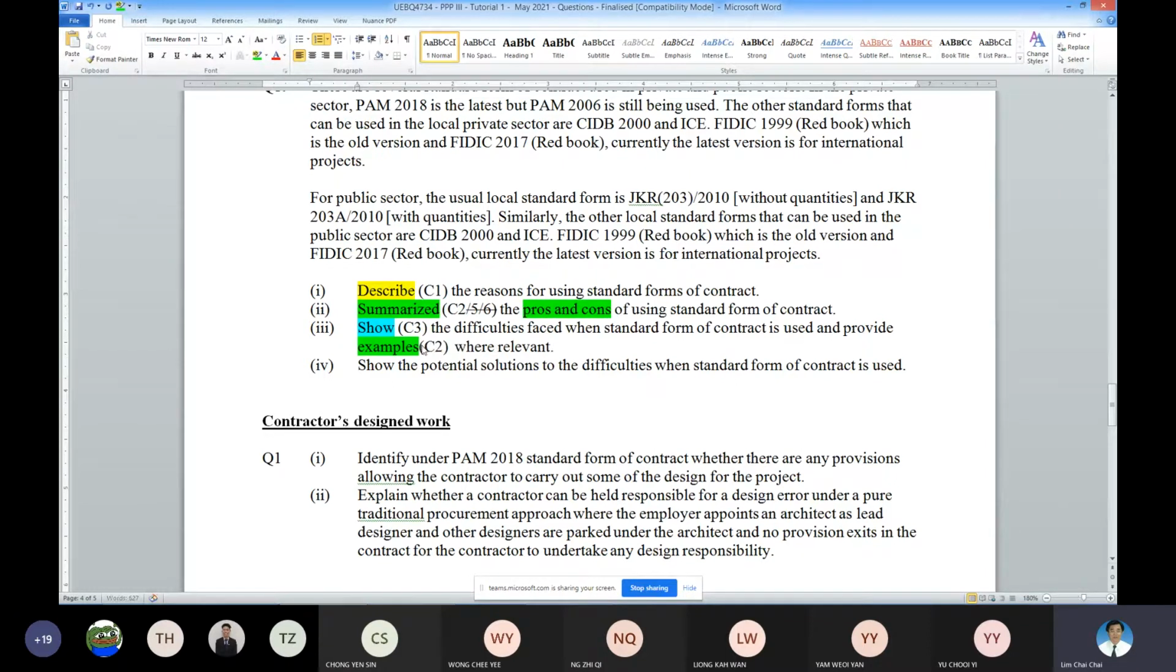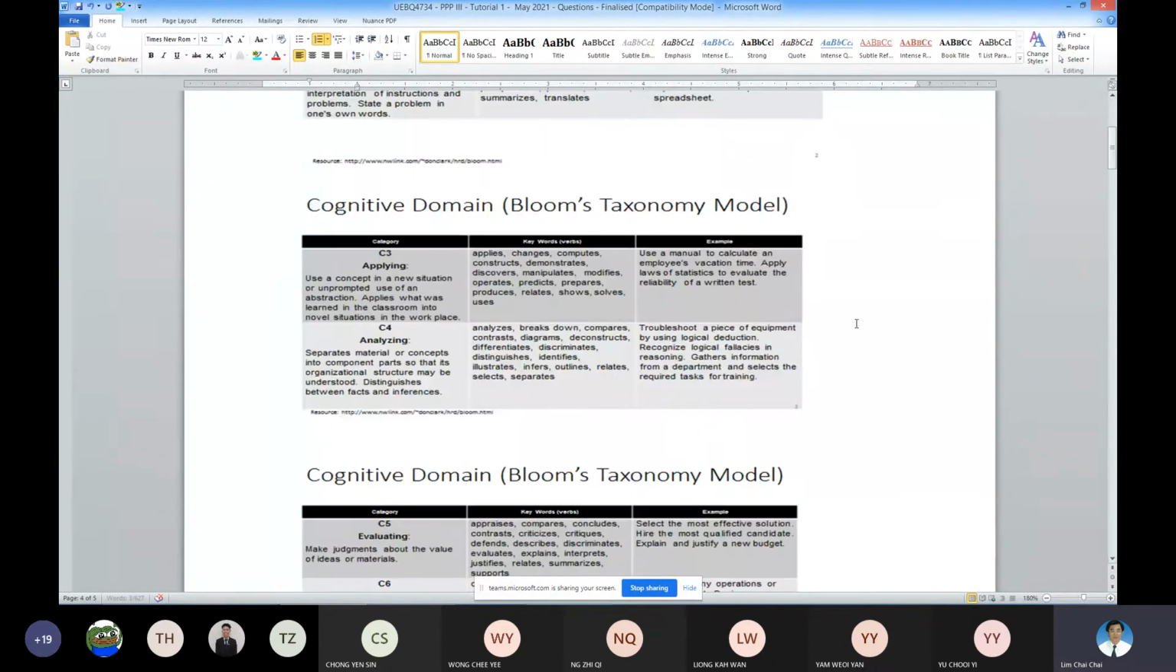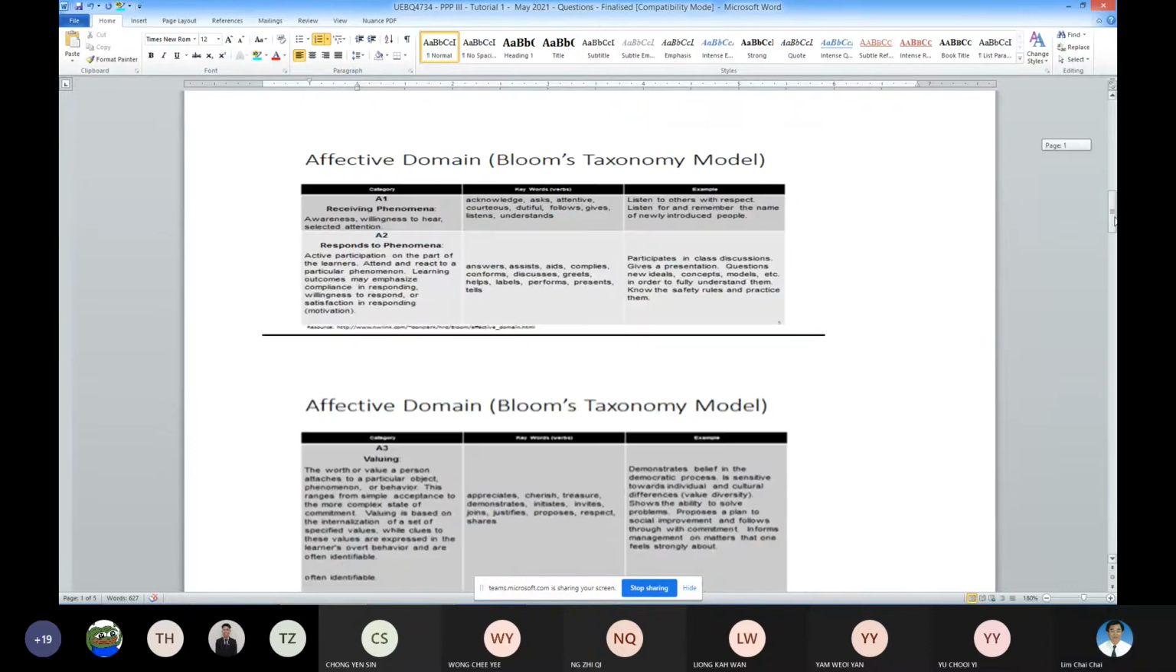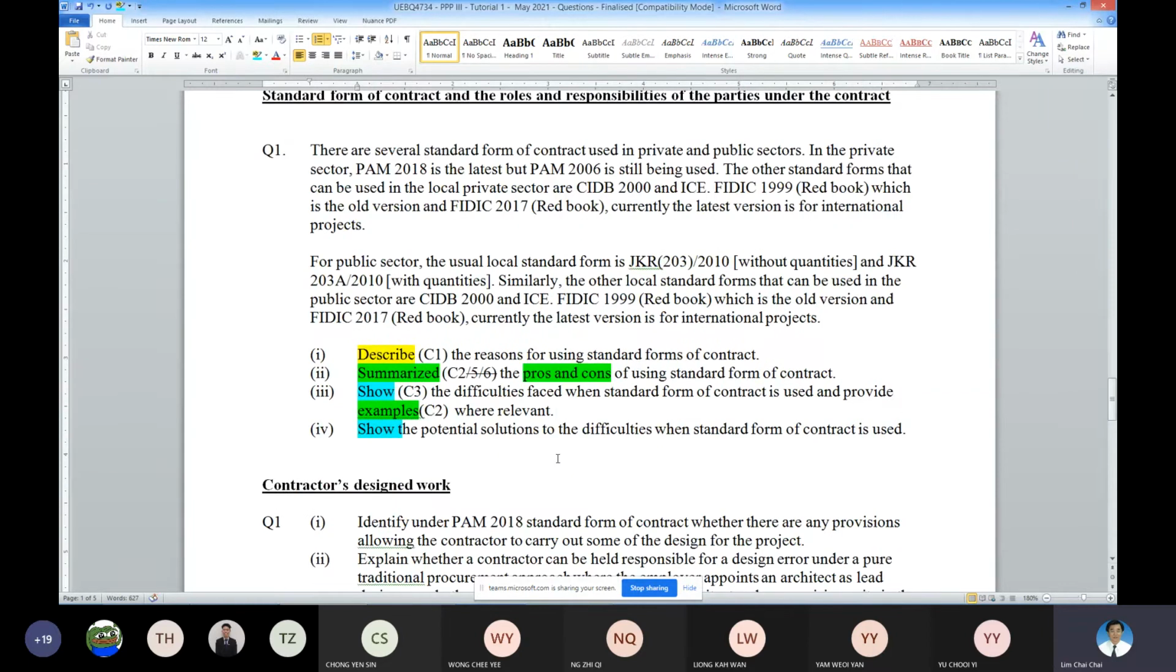And then this one, show, is C3. You look at the Bloom taxonomy, it is C3. How do you know show is C3? It is from here. See the word show here, C3. The word show doesn't appear in other places, so you know that show belongs to the C3 level. I hope you are clear on all this. So you try to do the rest.